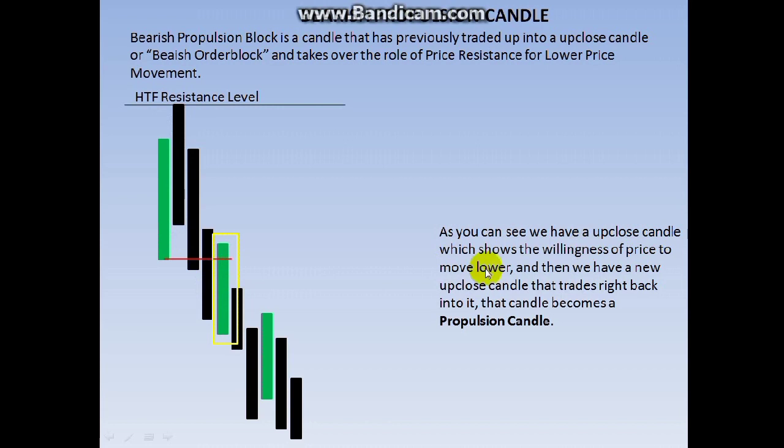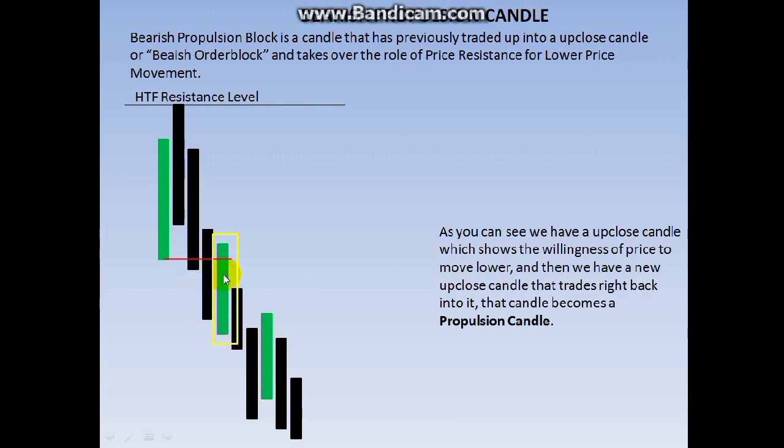As you can see, we have an up close candle which shows the willingness of price to move lower. This is the last up close candle before the down move. So price showed the willingness to go lower, and when price traded below the last up close candle, this candle automatically became a bearish order block. So we had displacement, right?